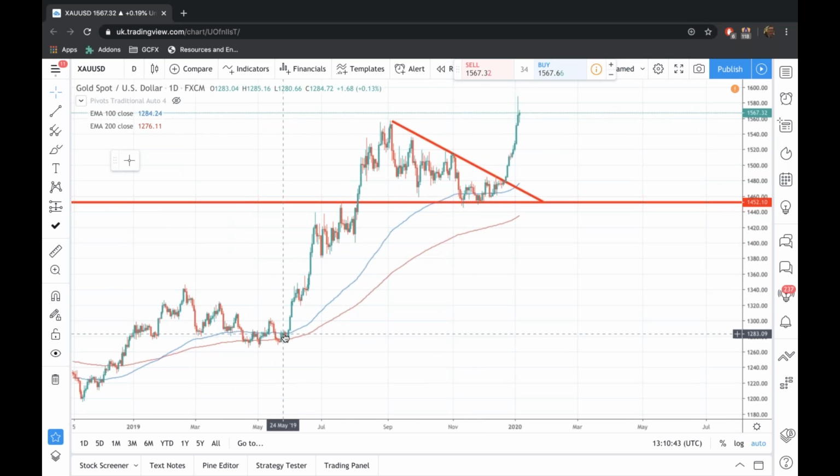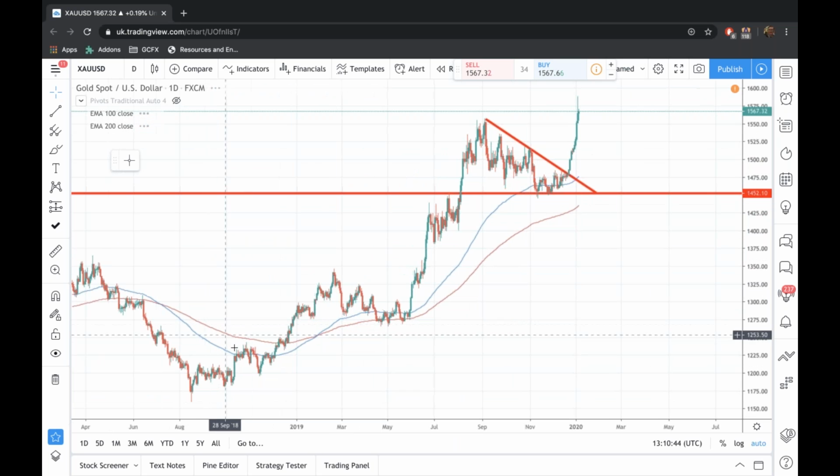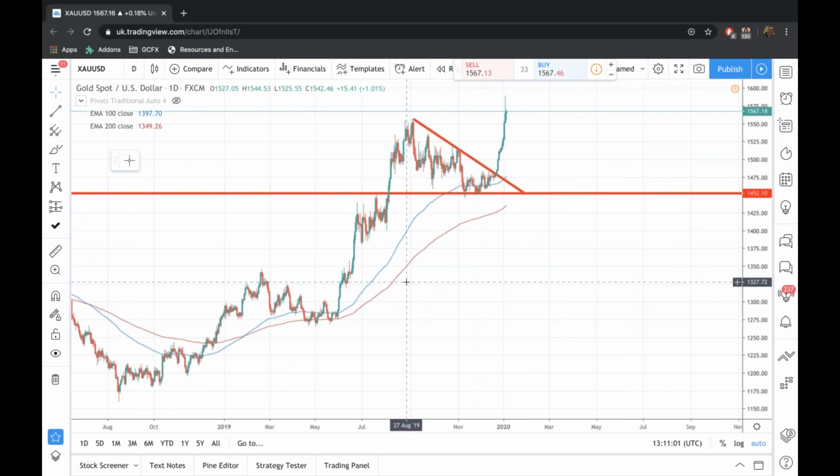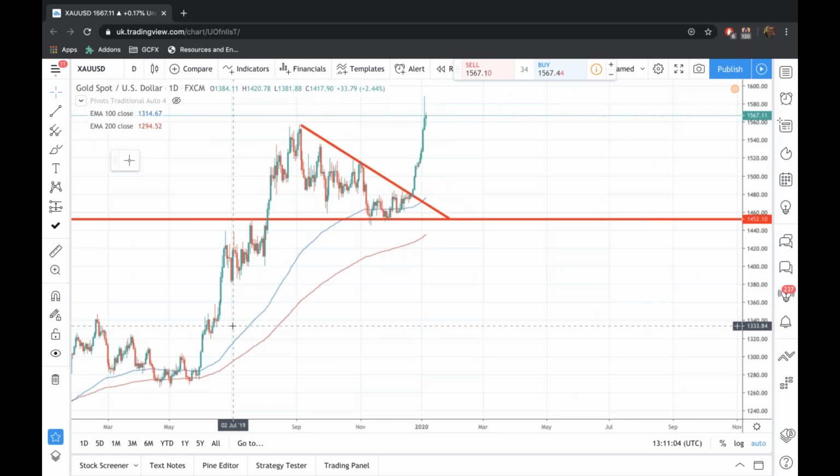Now, gold has been bid strongly from all the way down here around December 2018. Gold has been bid strongly all year, basically all through 2019. And those strong bids came on concerns over the US-China trade deal.